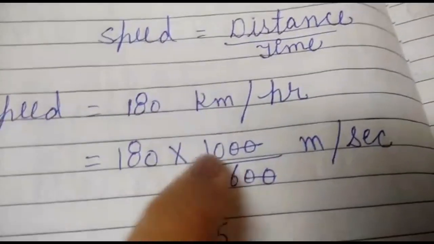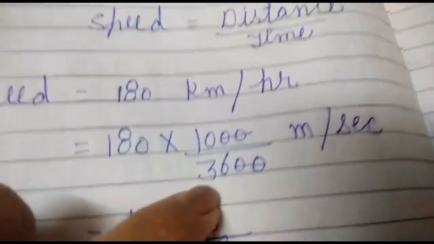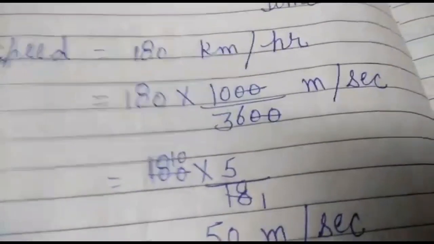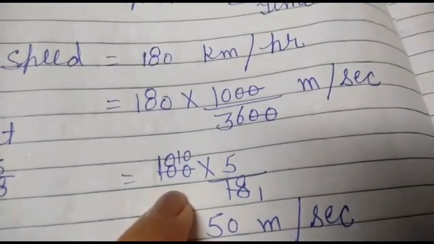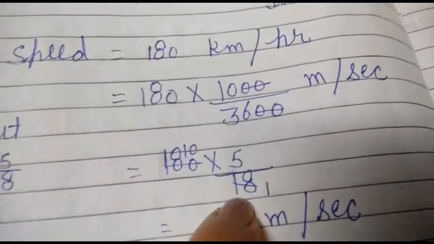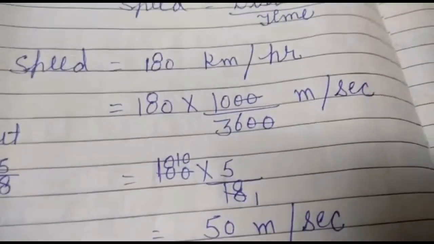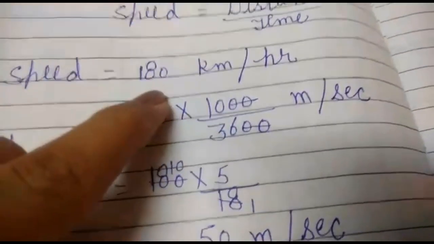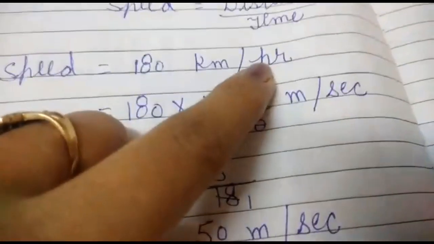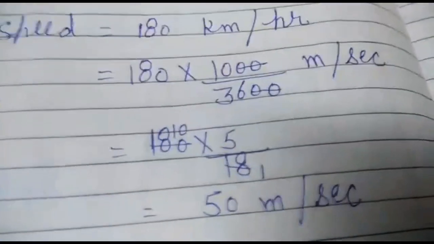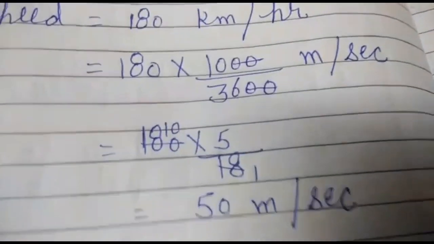Now I can divide by the table of 2. 2 fives are 10 and 18 twos are 36. I am writing here 5 by 18. Now 180 multiplied by 5 by 18 is equal to speed 50 meter per second. As you have seen here, the speed 180 kilometer per hour, in the same manner can be written in meter per second as 50 meter per second.